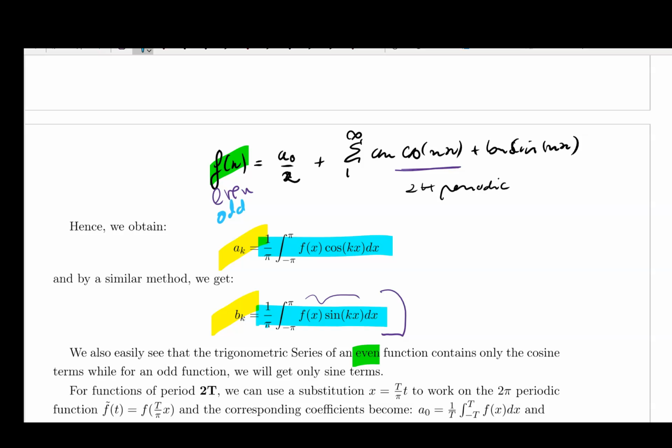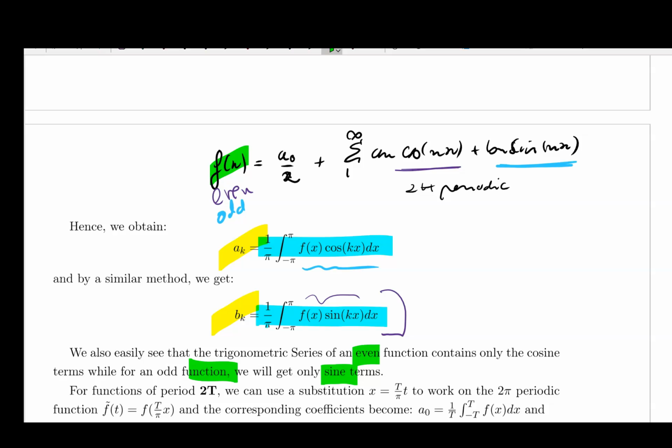In that integral, you will get odd times even function, so that's going to give you an odd function, and so when you integrate, same as before, that's going to give you 0, so you would select only the sine terms. So if you have an odd function, you will get only the sine terms.